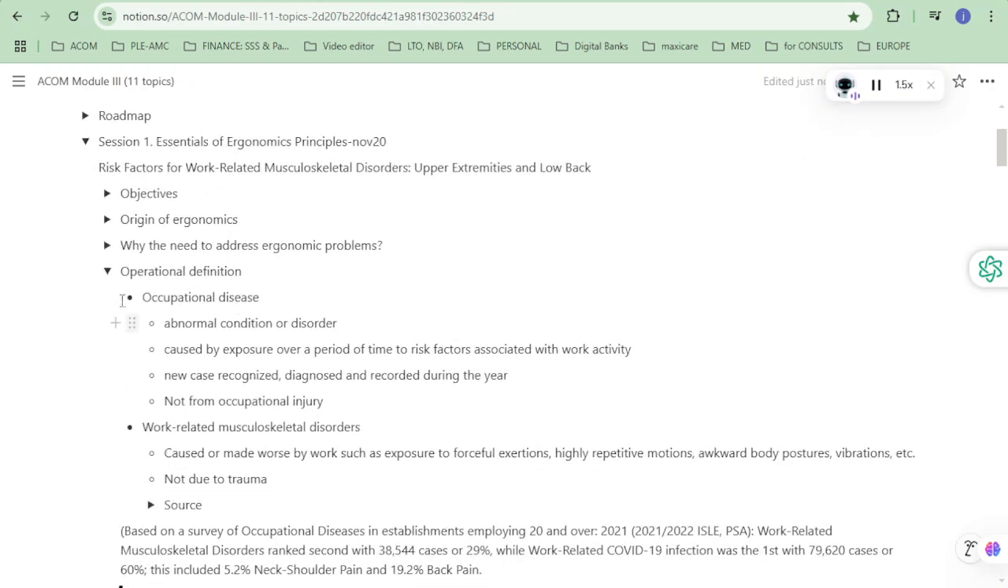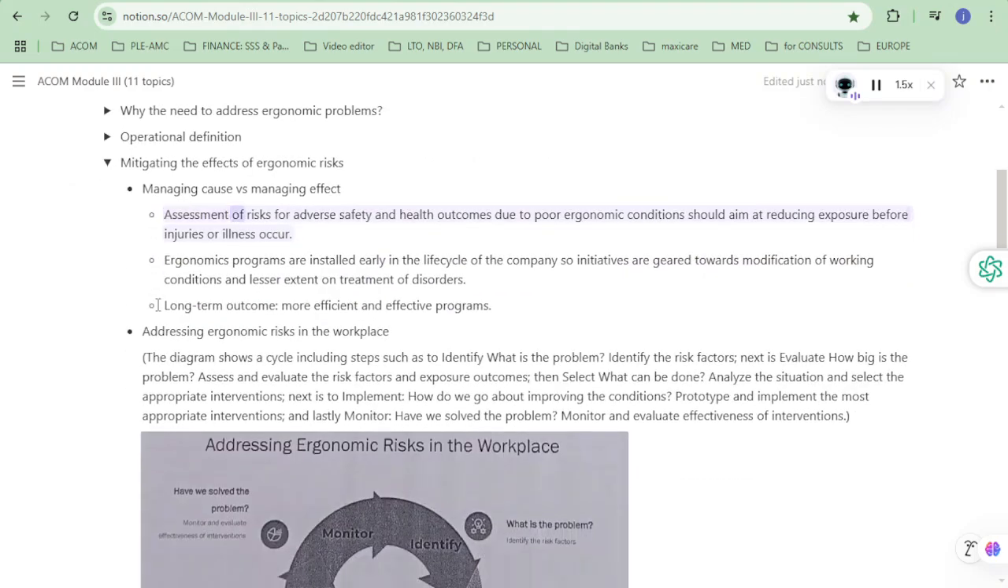Managing cause versus managing effect. Assessment of risks for adverse safety and health outcomes due to poor ergonomic conditions should aim at reducing exposure before injuries or illness occur. Ergonomics programs are installed early in the life cycle of the company, so initiatives are geared towards modification of working conditions and, to a lesser extent, on treatment of disorders. Long-term outcome: more efficient and effective programs. Addressing ergonomic risks in the workplace.